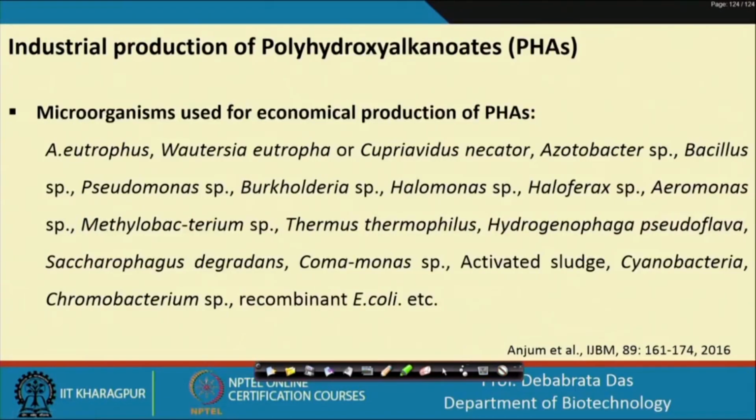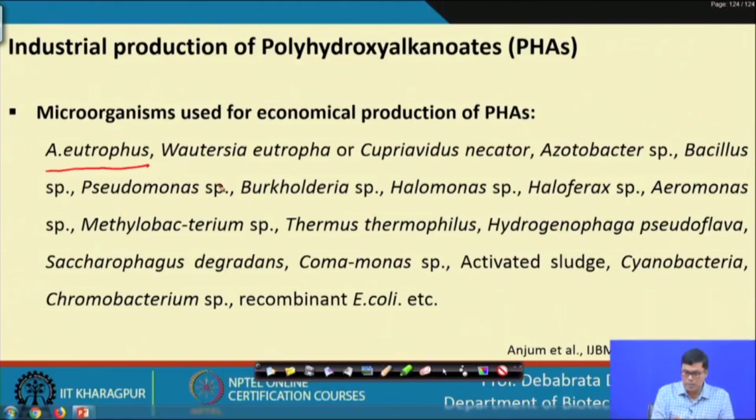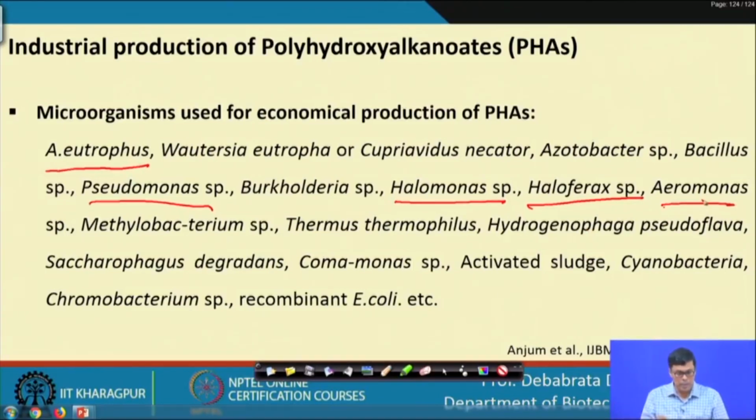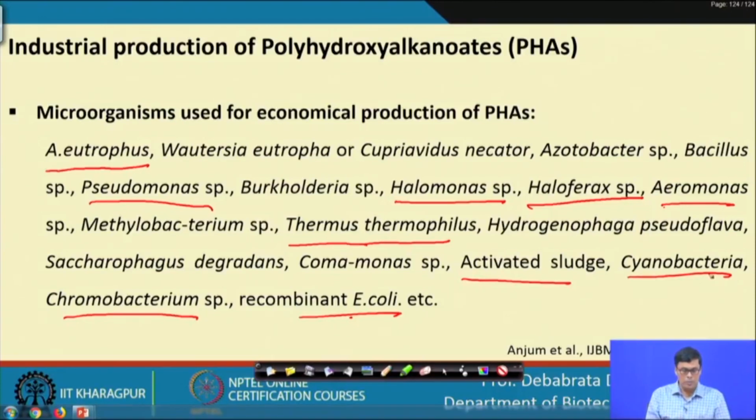The industrial production of these PHAs can take place using different microorganisms as listed here. You can see A. eutrophus, different types of organisms, Pseudomonas species, Halomonas, Aeromonas species, then there are Thermus, different types of organisms, E. coli or recombinant E. coli, Chromobacterium species, activated sludge, cyanobacteria. So different types of organisms can be used for the production of PHAs.